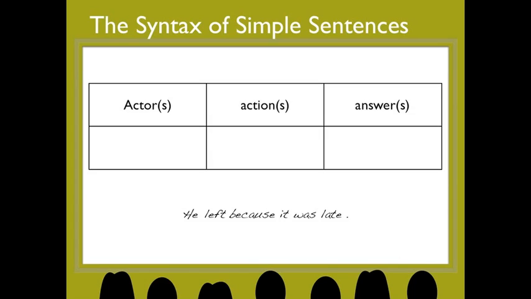Here's another example of a dependent clause working inside the sentence. The actor here is, of course, he. What did he do? He left. And why did he leave? Because it was late. Technically, this sentence is considered a complex sentence. It has an independent clause, he left, working with a dependent clause because it was late. But I like to think of these types of sentences as just extended simple sentences. They have an actor, they have an action, and they have an answer. It's just that that answer happens to be a dependent clause.